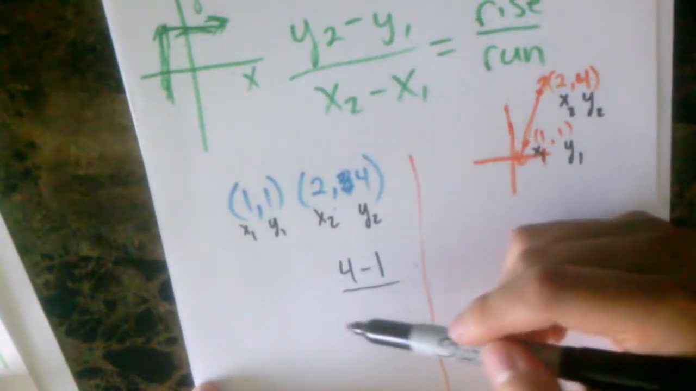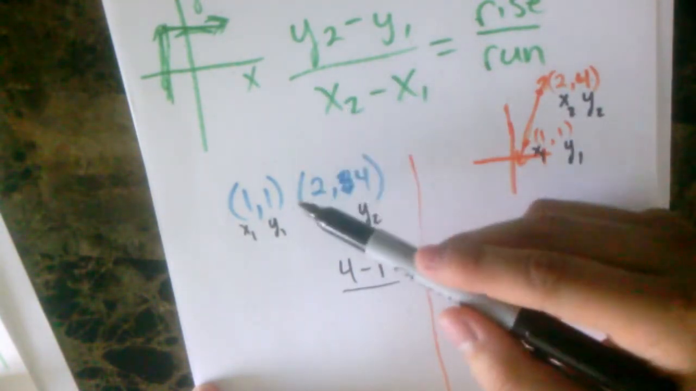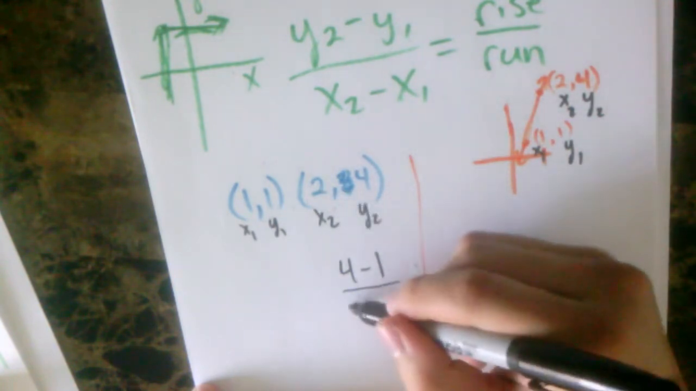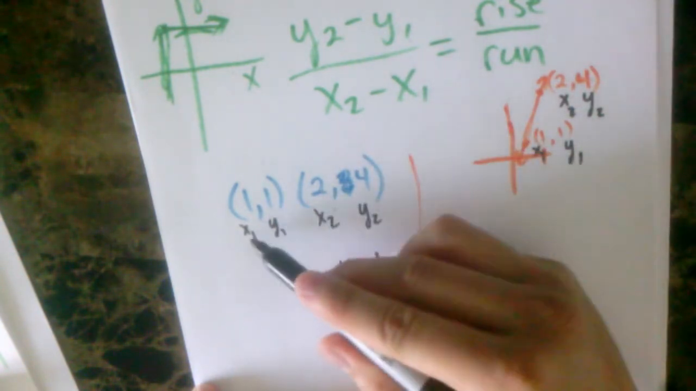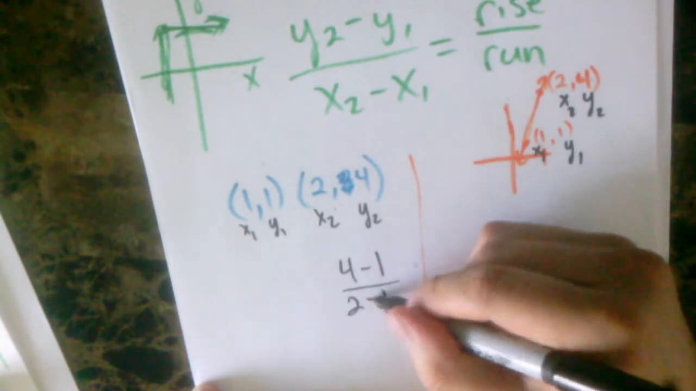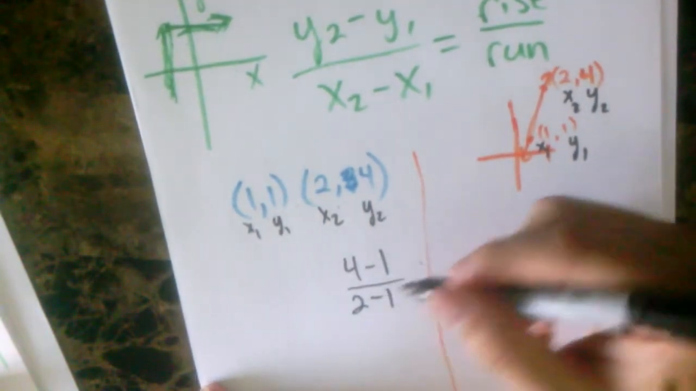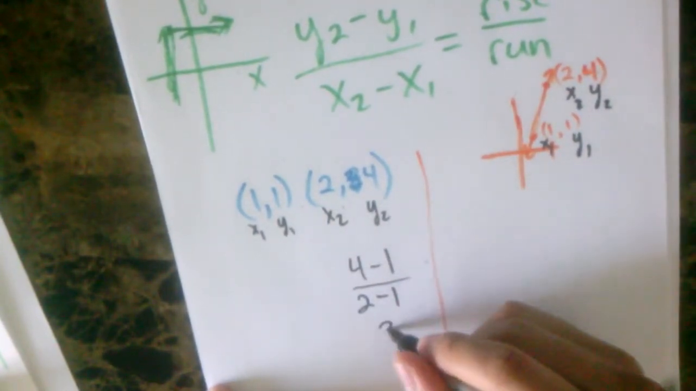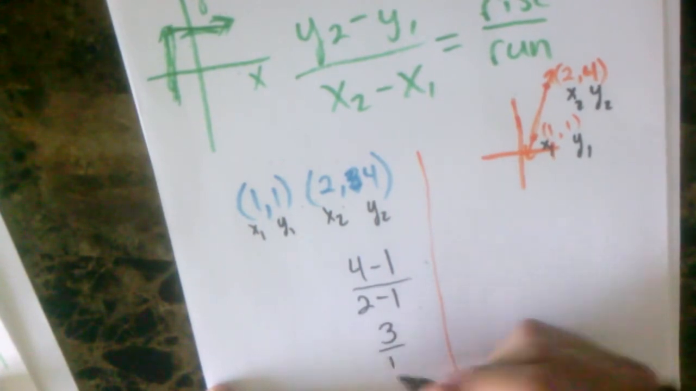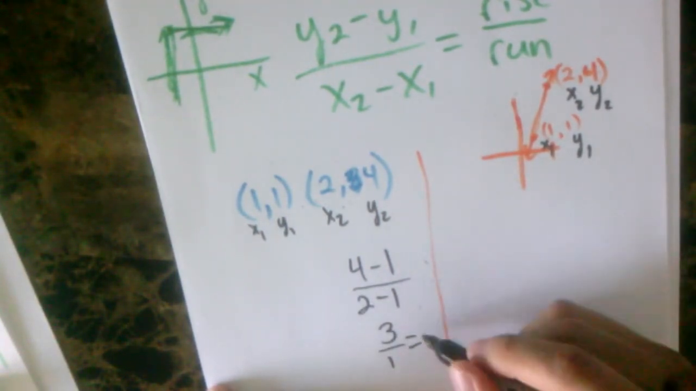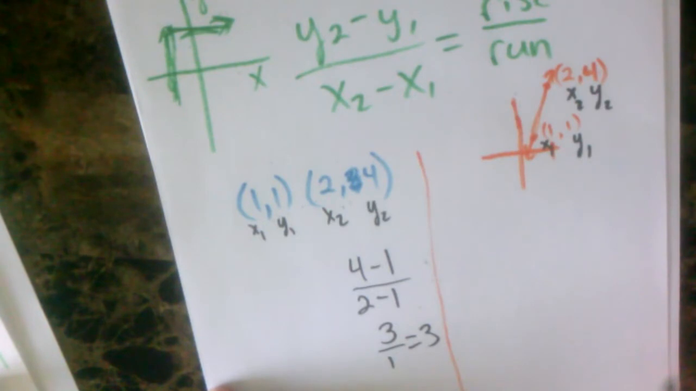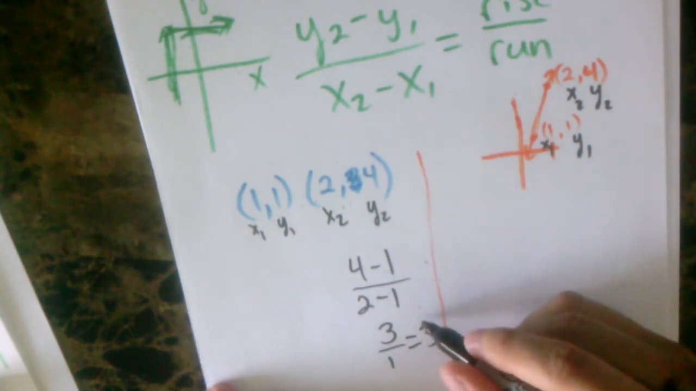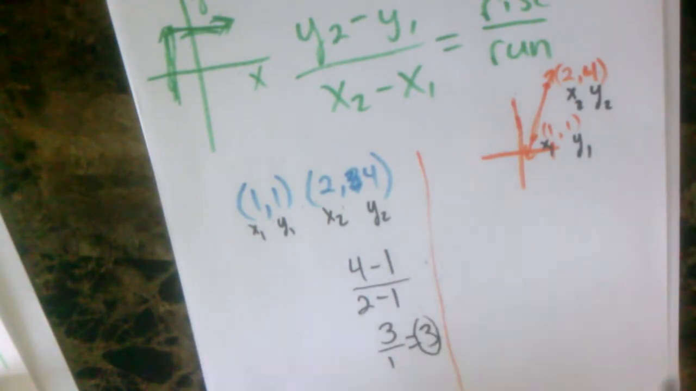Don't forget your fraction bar. And then now x2. x2 is over here, it's a 2. And x1 is over here, it's a 1. Now let's go ahead and simplify. 4 minus 1 is 3, and 2 minus 1 is 1, which we can now simplify to 3. This just means that your slope is 3. That's it. You would be done with this problem.